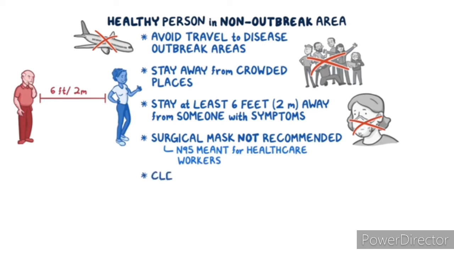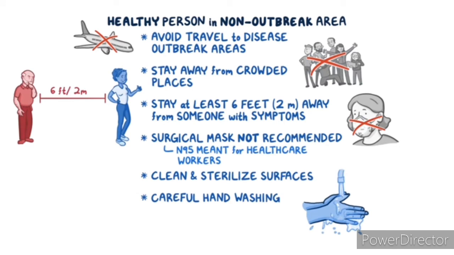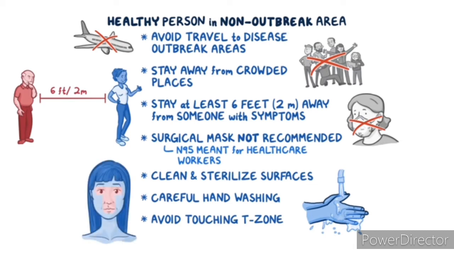In addition, cleaning and sterilizing frequently touched surfaces like toilet seats, door handles, phones, and keyboards is also a good idea. As always, careful hand washing is key, and it should be done with soap or alcohol-based hand sanitizers and scrubbing for 20 seconds. Also, avoid touching your eyes, nose, and mouth. This is the area known as your T-zone. It's a common entry point for viruses into the body.